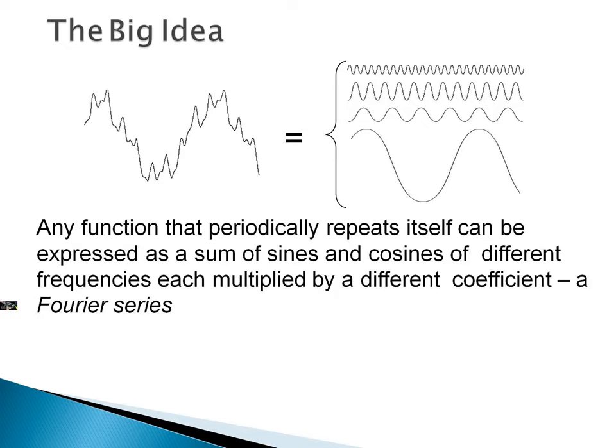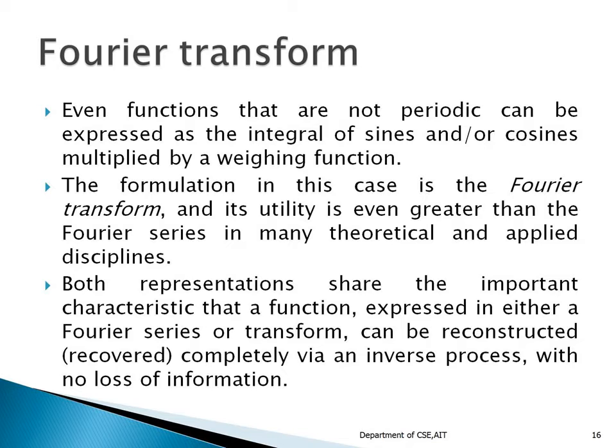No matter how complicated this particular function is, if it is periodic, then it will definitely satisfy the condition of being a sum of sines and cosines. Even if the functions are not periodic, but the curve has finite values, then also it can be expressed as an integral of sines and cosines, which will be multiplied by a weighting function. So this is called the Fourier transform, and its utility is greater than the Fourier series.